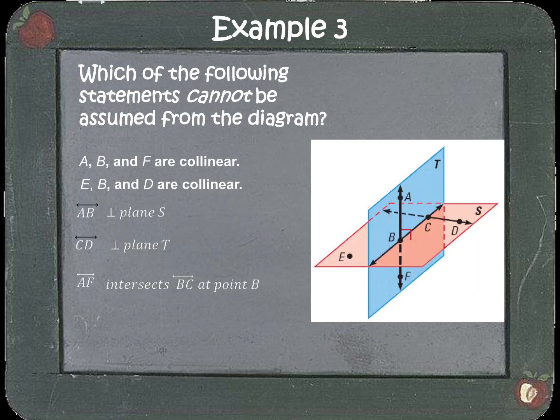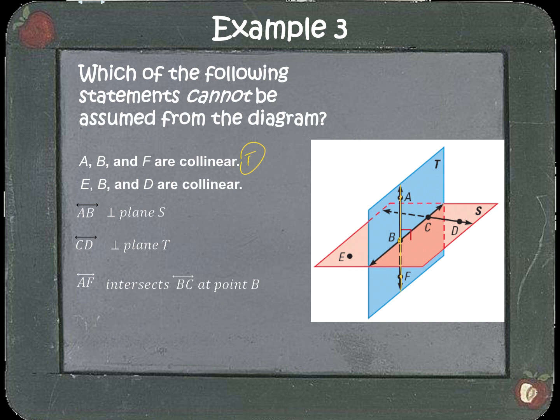Here in this slide, we have to pick which of the following statements cannot be assumed from the diagram. When we look at this, the first one says A, B, and F are collinear. So point A, point B, and point F are collinear. Notice they're on this line that was drawn through them. So this is a true statement, and you can make that assumption.